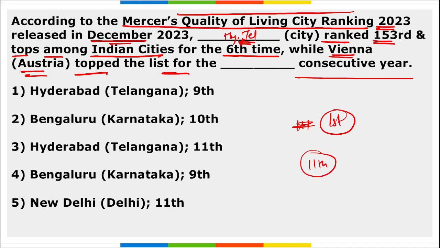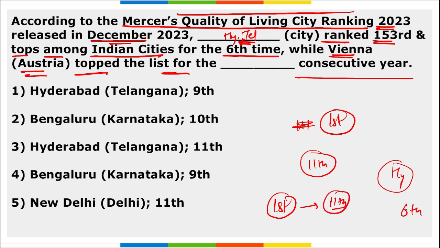I repeat, we are talking about the Mercer's Quality of Living City Ranking. Here, Vienna of Austria has secured the first position for the 11th consecutive time. And from Indian cities, it is Hyderabad that has secured the top position for the 6th consecutive time. But in the global ranking, what is the rank of Hyderabad? 153rd. So the right option here becomes option C.